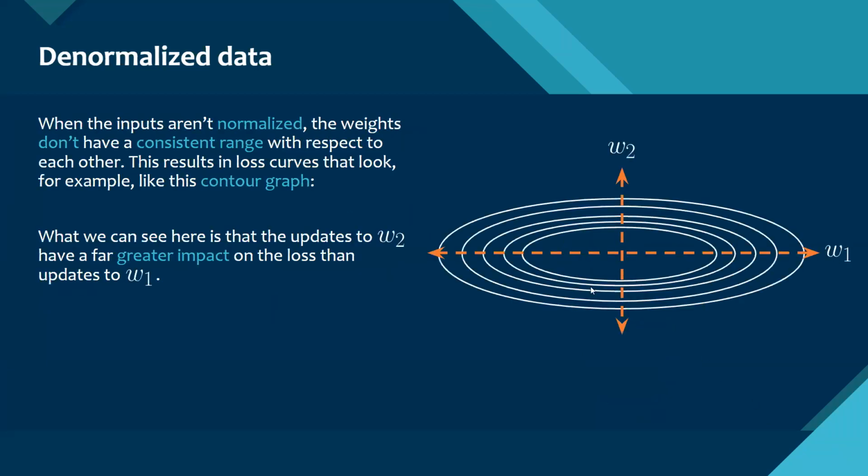Let's say this is a topography graph. So when the lines are closer together, we observe a steeper slope. If we don't normalize the inputs, it might look something like this. If we're moving in the W2 direction, we see a really big change in loss because the slope is much steeper. And if we move in the W1 direction, it's much shallower. That's not really consistent, and that's not really ideal.